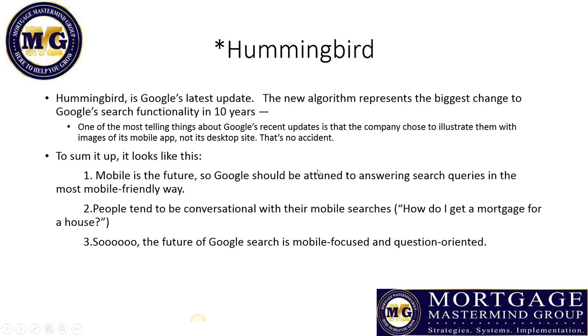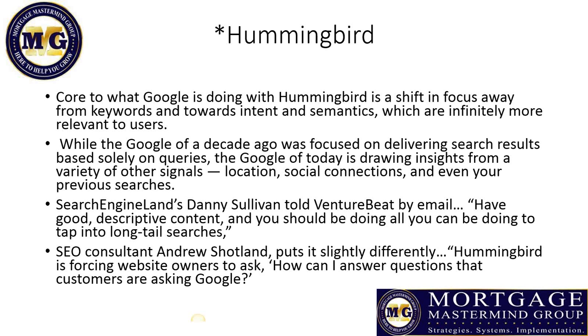Google a decade ago was focused on delivering search results based on queries or specific keywords within a query. The Google of today is drawing on insights from a lot of different signals. It's taking the query, but it's adding in the location the query is coming from, and different social connections of the person making the query to show results that mimic what they do socially. It even takes into consideration companies they've previously searched, to give them the best user experience at the end.